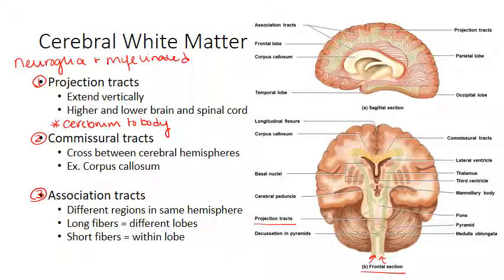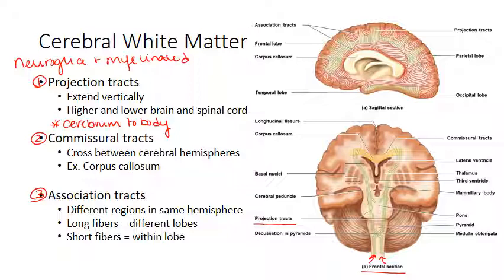Okay, so not only are we moving out of a higher brain region, so out of the cerebrum, but we're going all the way down to the lower brain and actually out or in the spinal cord. So examples of these would be the corticospinal tract, which helps carry motor signals from the cerebrum down to the actual muscles in the body that are carrying out those commands. So they're actually doing the moving.